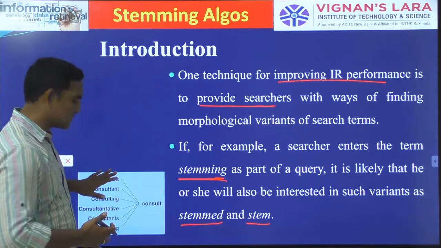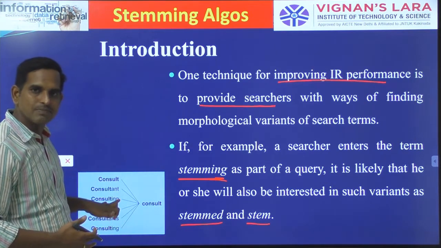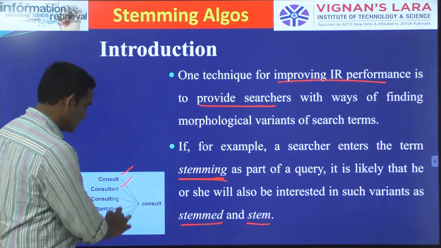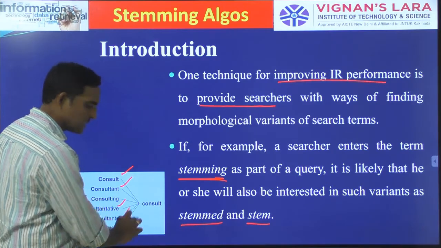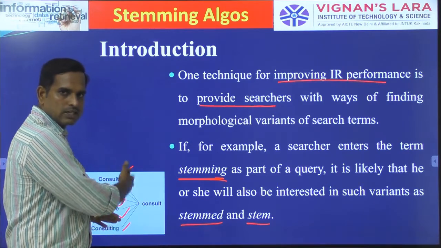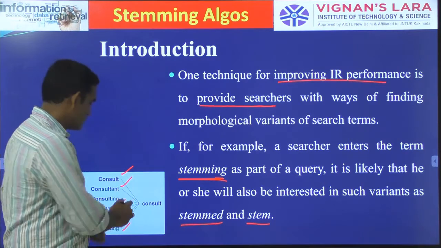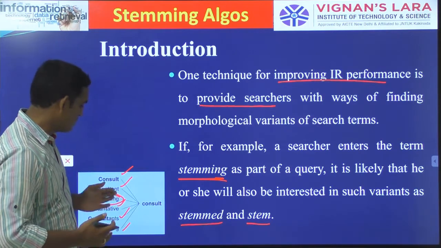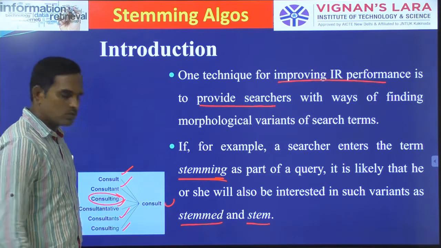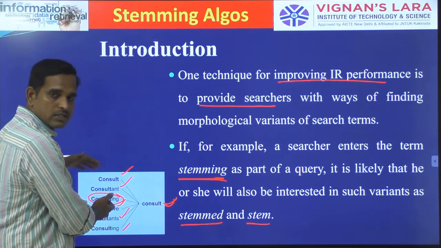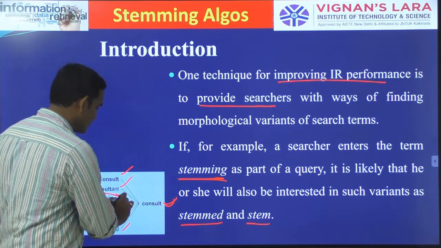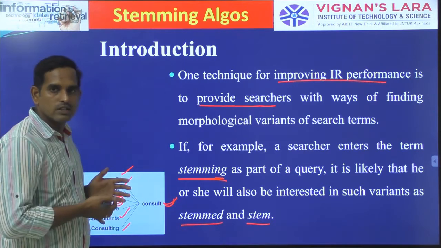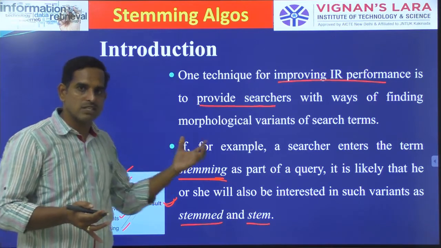Whenever I search for a word like consulting, as a user you might also be interested in other words like consultant, consultative, consultants. You might give the query as a single word, but the information retrieval system stores only a single stem. So whenever you search for this word, you will get the results of all the related words, which provides better search effectiveness.